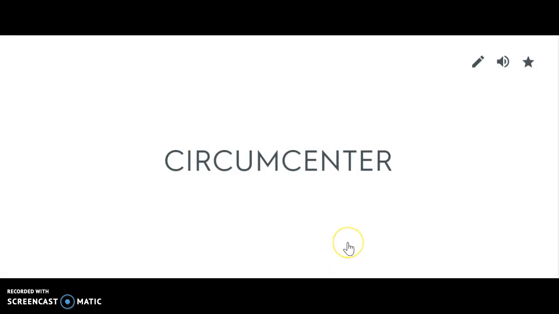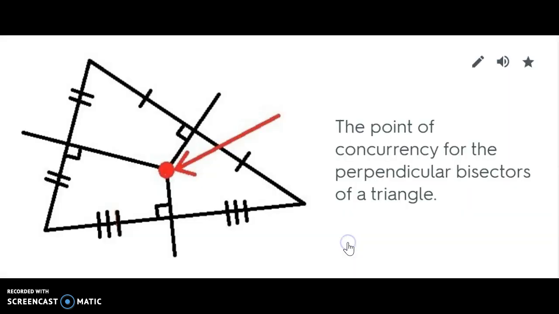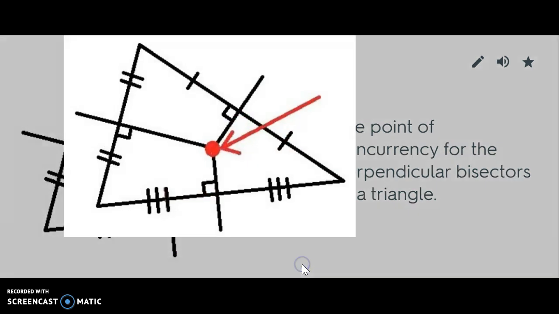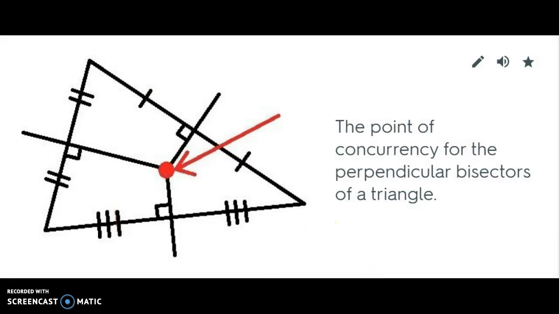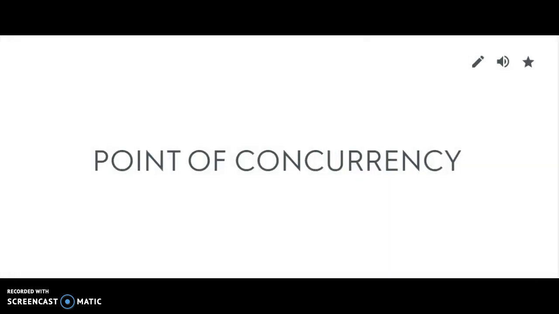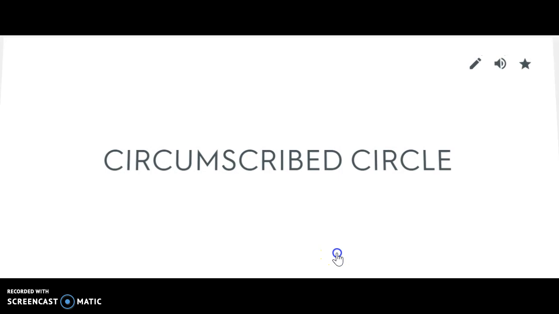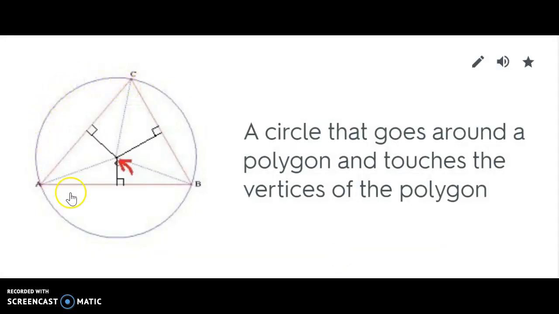A circumcenter is the point of concurrency for perpendicular bisectors. And so perpendicular bisectors intersect, and that point of concurrency is a circumcenter. And so what that means is, because it's a circumcenter, this is what it creates. It creates an outside circle, and that point with that red arrow is the circumcenter. So circumcenter goes on the outside.